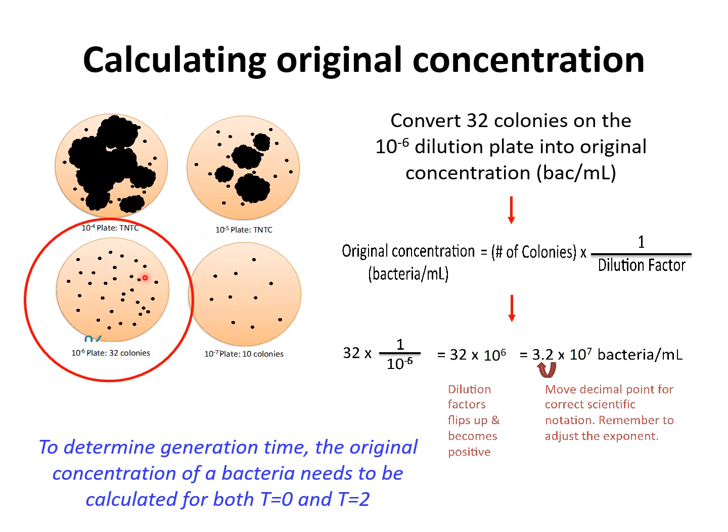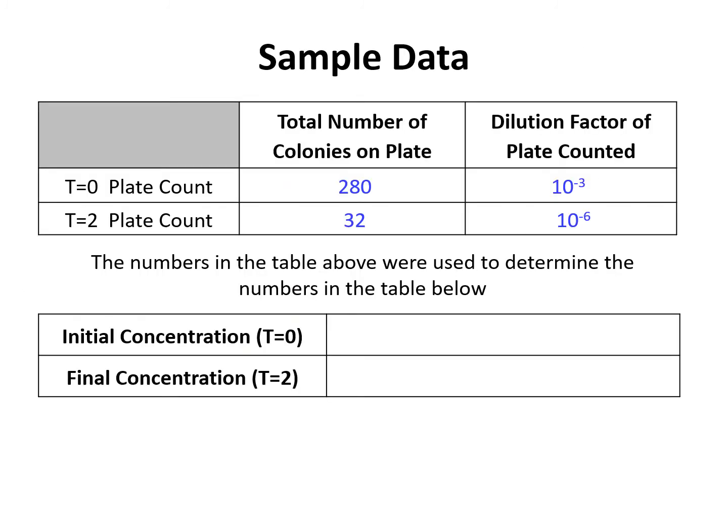And one more time, in both at t equals 0 and at t equals 2, you're going to have to find the plate that falls within the golden rule. So you have right here a table of sample data. Let's say that we had our original batch. At t equals 0, we did the serial dilutions and we plated it, and you figured out that the 10 to the negative 3 plate had the number of colonies that would fall anywhere between 30 and 300. You see how right here, 280, so it falls within the golden rule.